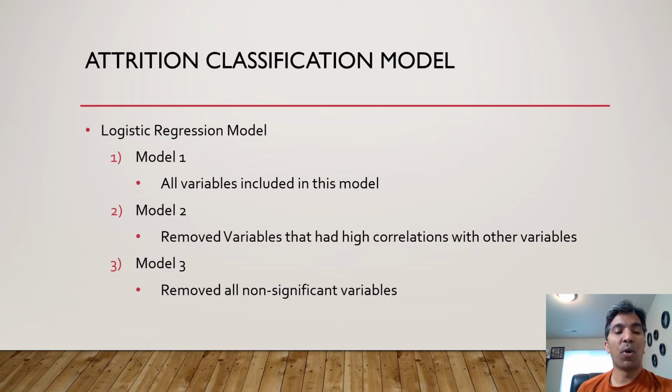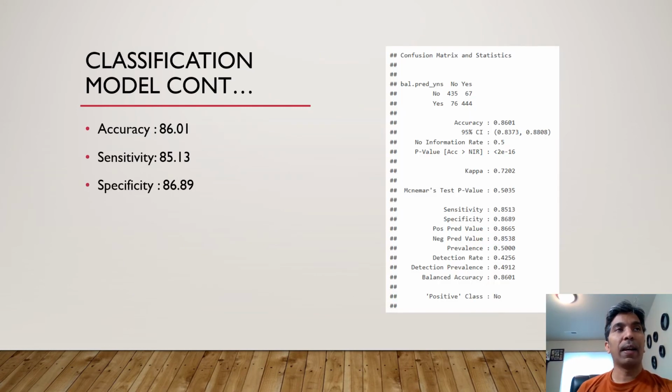We built three models. Model 1 with all variables included in the model. Model 2 removed variables that had highest correlation with other variables. And model 3 removed all non-significant variables. Model 3 had the best specificity and sensitivity. This will be the model we go with for predicting attrition.